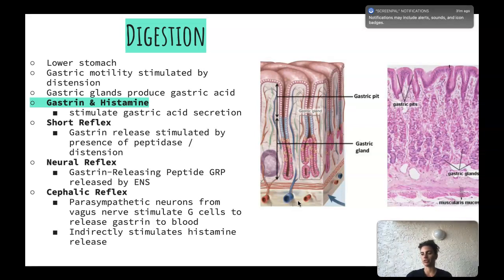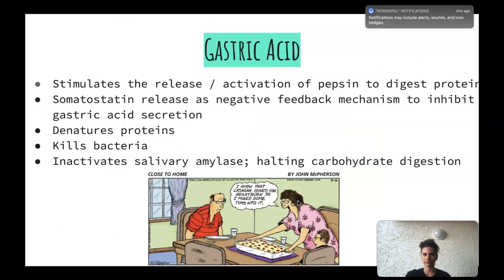So histamine is secreted by enterochromaffin-like cells, ECLs, in response to gastrin or acetylcholine from the nervous system. Histamine then targets the parietal cells at the H2 receptors to also stimulate gastric acid release. And then gastrin works directly on parietal cells to stimulate gastric acid release.